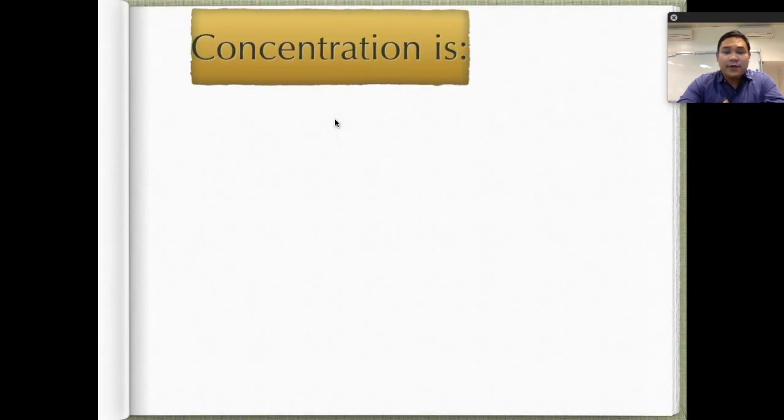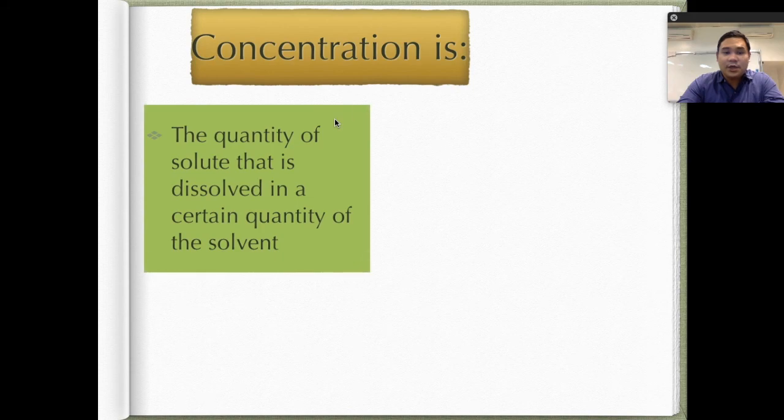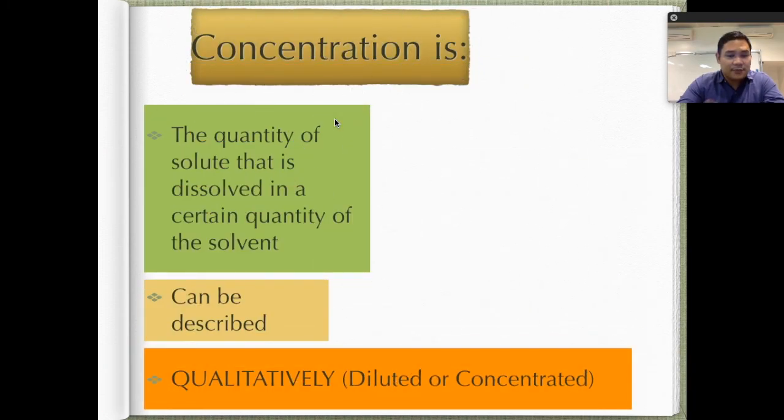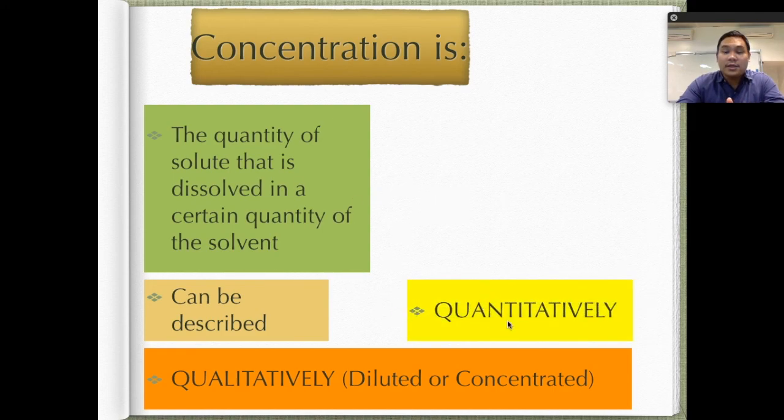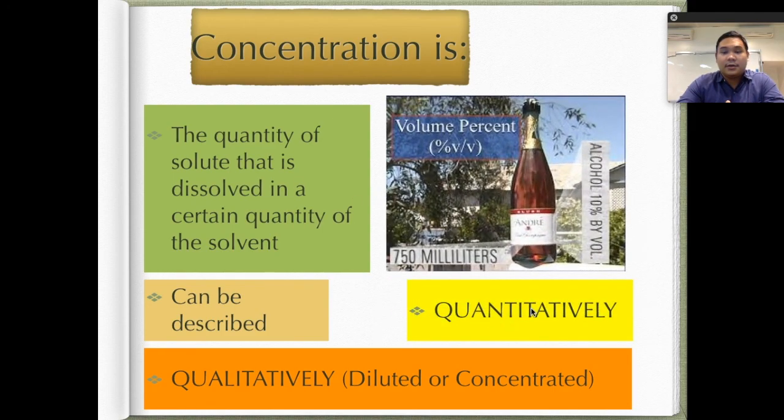So how do we define concentration? It is simply the quantity of solute that dissolves in a certain quantity of solvent. We could describe it first qualitatively, using diluted or concentrated, or we could describe it quantitatively. Let's say, for example, we have alcohol which is 10% by volume.